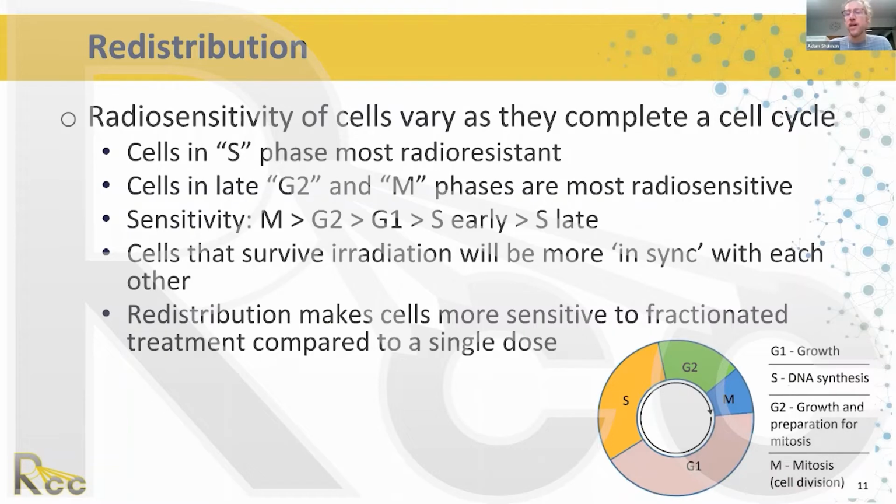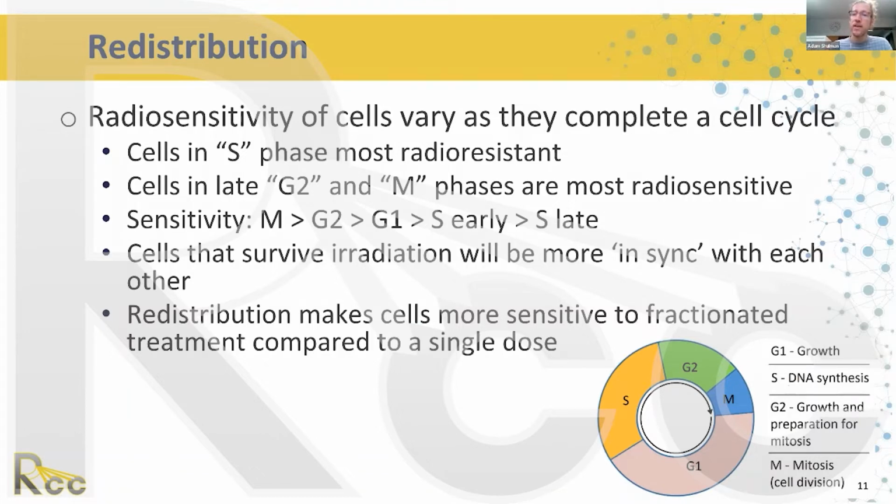Redistribution: basically the cell goes through different parts of the cell cycle, G1, S, G2, M. We don't have to really know what all of these mean, but the idea is that different parts of the cell cycle are more radiosensitive. So fractionation helps with this. For example, M, the mitotic stage, and G2, growth and preparation for mitosis, those two stages are the most radiosensitive. So if you deliver radiation to a tumor, more of the cells in the M and G2 stage are going to die, and fewer in G1 and S.